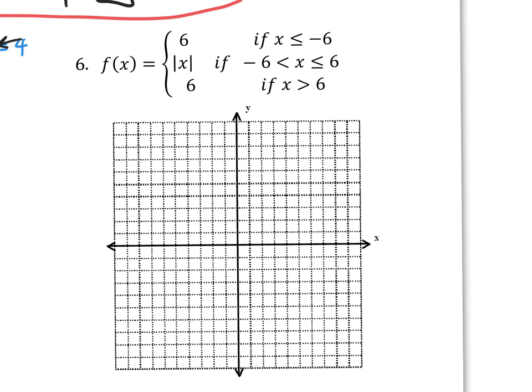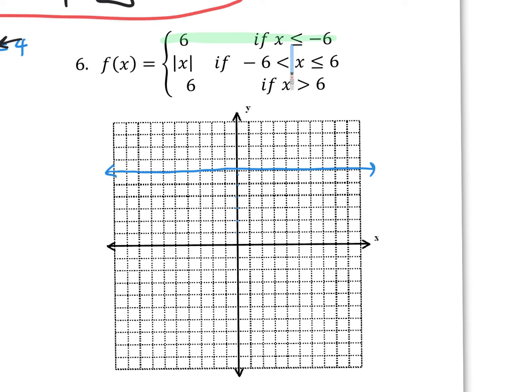Let's worry about the top one first. Y equals 6. Wait, so it's just horizontal. Horizontal again at 6. 1, 2, 3, 4, 5, 6. We got a horizontal line.